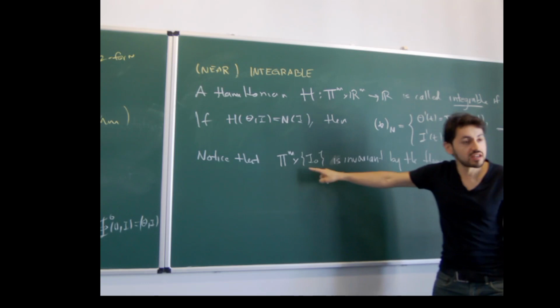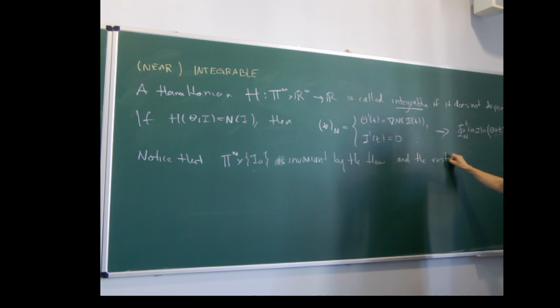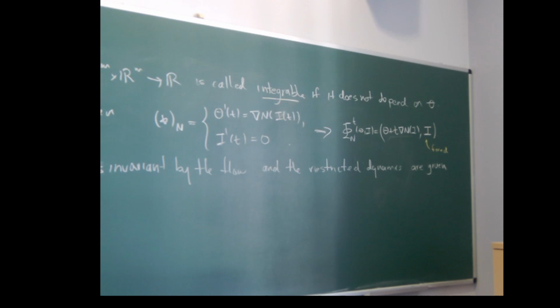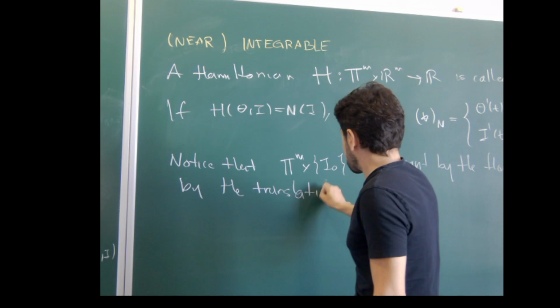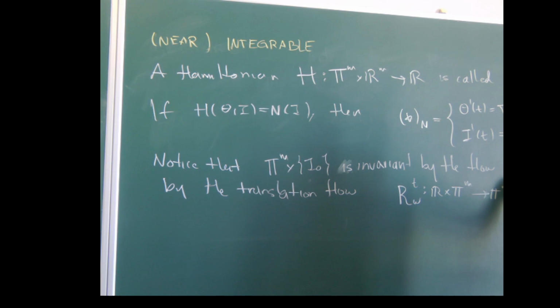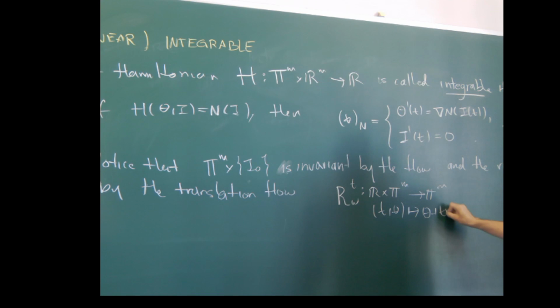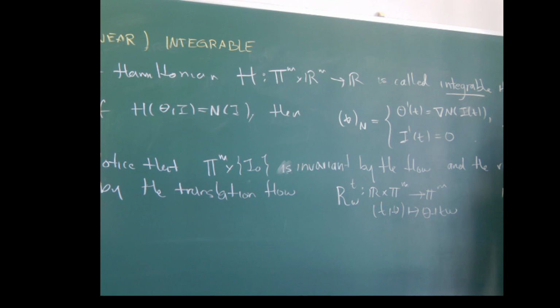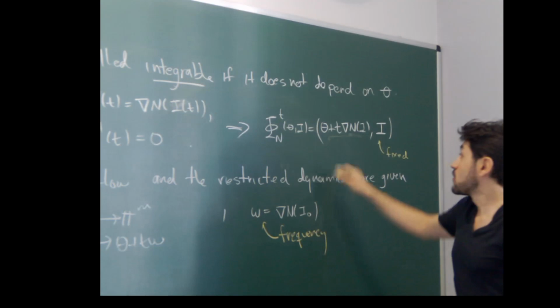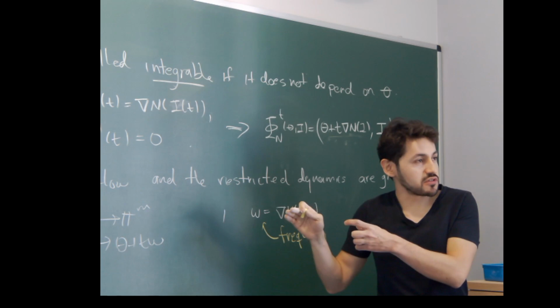And the restricted dynamics are given by the translation flow. So let me just introduce some notation that I will use later. So this is just the translation flow. It sends t, theta to theta plus t times w. And here this w that we are using is just the gradient of this. So this vector here is sometimes called the frequency of this invariant torus. And I'm mentioning this because this will be very important for us. These dynamics and this vector will play an essential role in what is to come.